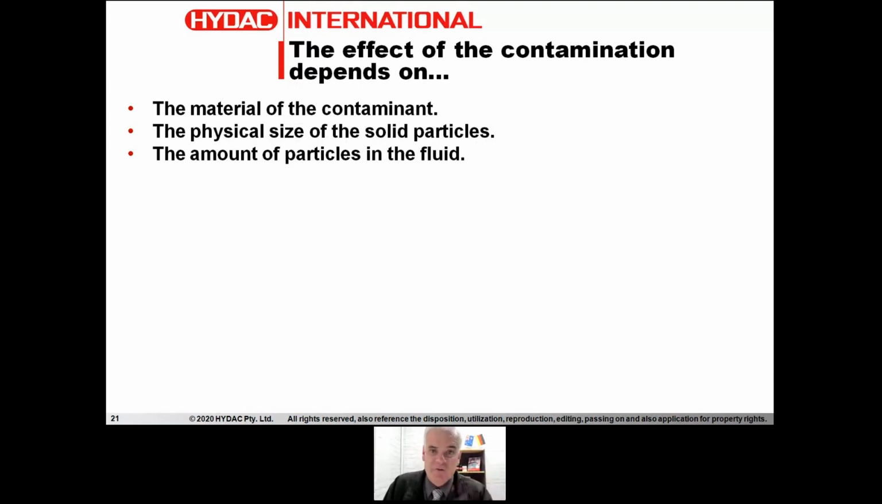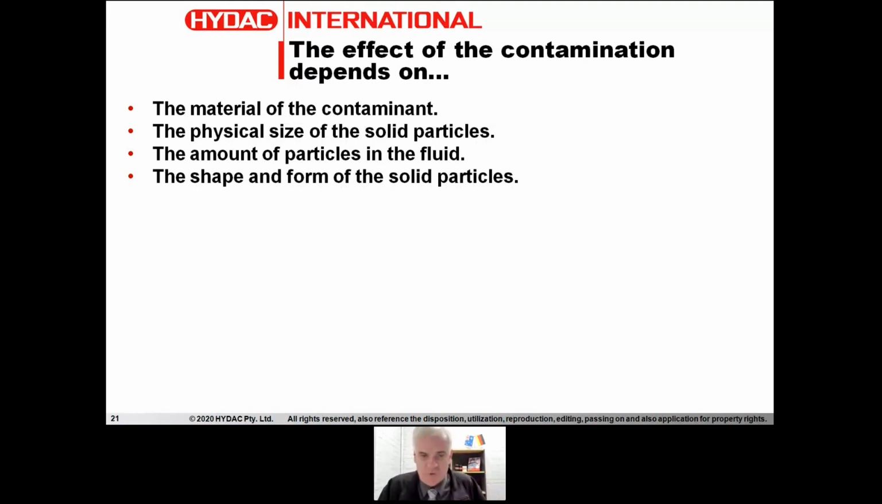The amount of particles in the fluid, okay? So basically, how much damage are they doing? Well, how much dirt loading have you got? Well, that clearly stands to reason. The more you have, the more damaging it's going to be. But the shape and form of those solid particles makes a difference as well. Something that's hard material in a jagged shape is, of course, going to do more tearing than a softer material that's in maybe the shape of a ball.